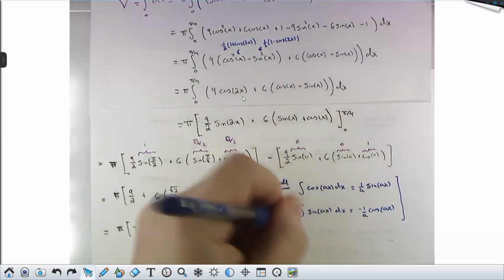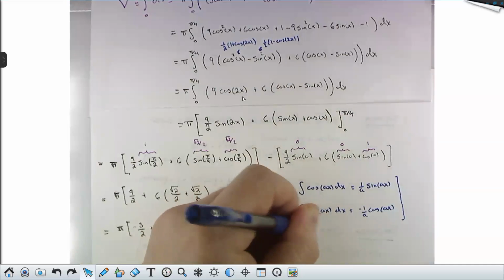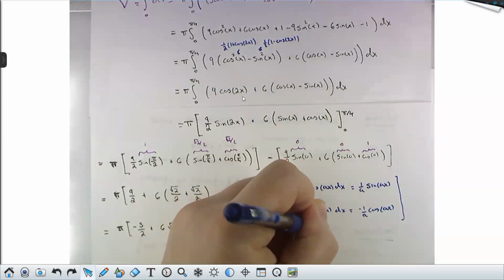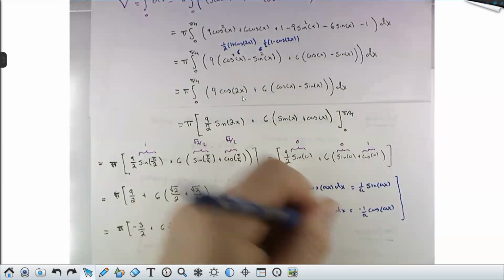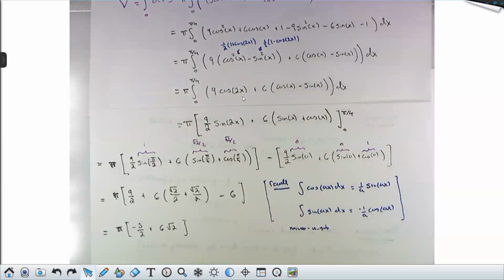These are like micro u-subs. They're u-subs so small you don't even need to do them. You can see exactly what's going to happen because you've practiced u-sub a lot.